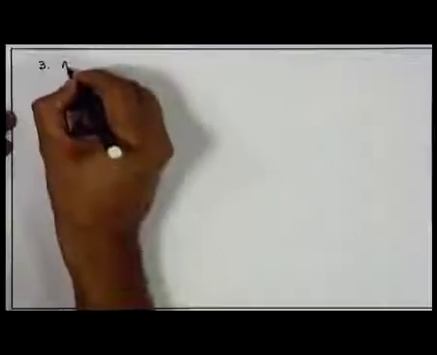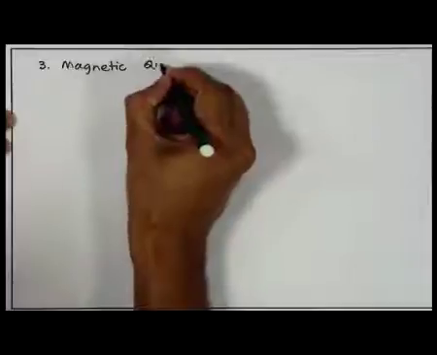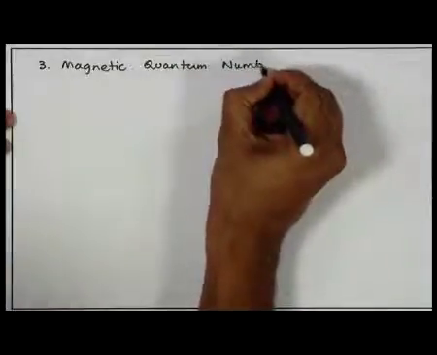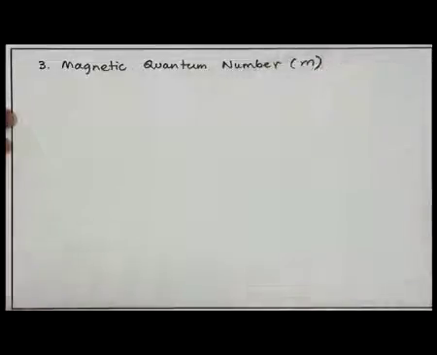In today's class, we will continue our discussion and we will talk about the remaining quantum numbers. The next quantum number that we will discuss will be the magnetic quantum number, which is signified with the letter m.